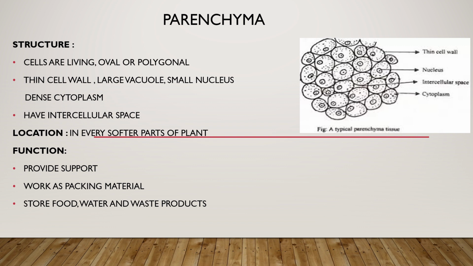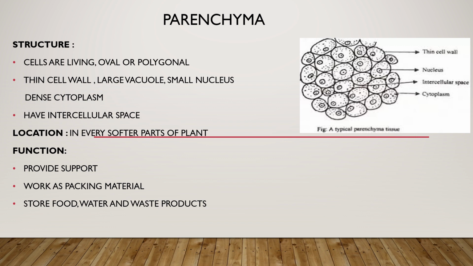So that is known as the packing material. So here this parenchyma also works as the packing material for the plant. And the third function is that it stores food, water and waste products. So it stores food, like in potato tubers, that is starch is stored in these parenchyma cells, and waste products.